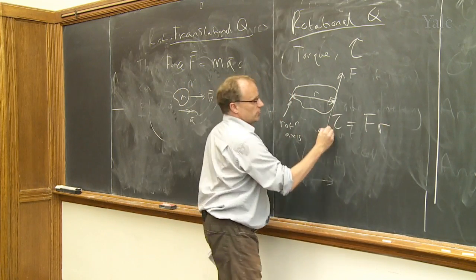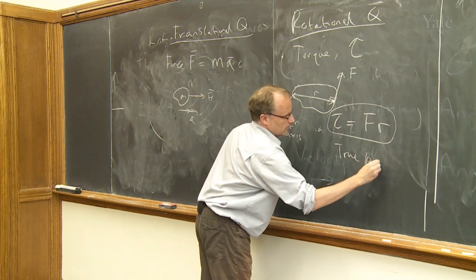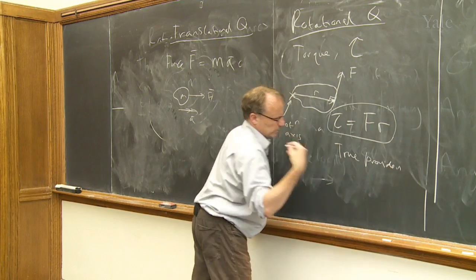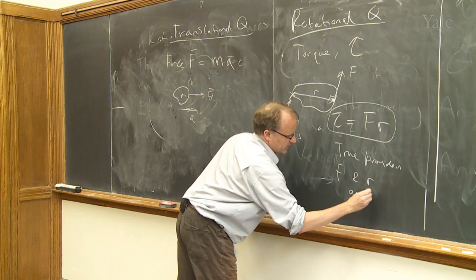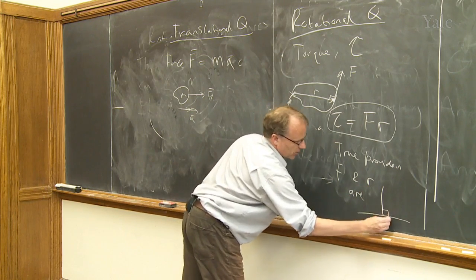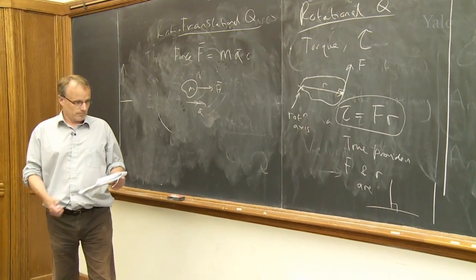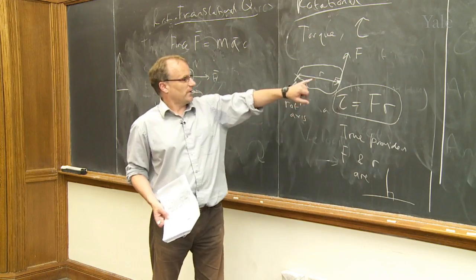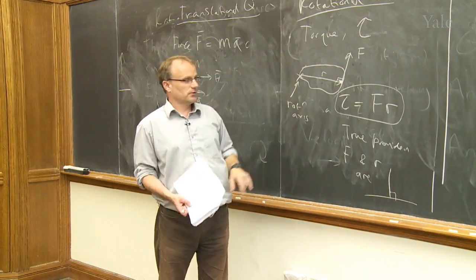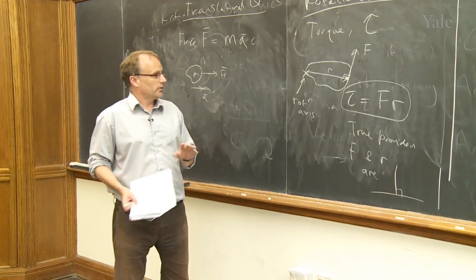And this is true provided F and R are at 90 degrees. We use the symbol perpendicular for 90 degrees. That's not always going to be the case. So we would like to know how to calculate tau if F and R are not at 90 degrees to each other. And it's actually really straightforward.